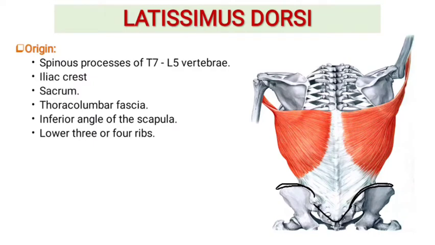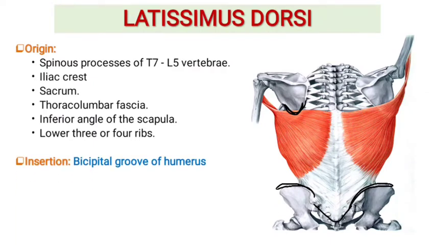What else? You have origins with the inferior angle of the scapula. It's here, as you can see, covered with the muscle already. And lastly, it has origins with the lower 3 or 4 ribs. So all of these are just the origins of your latissimus dorsi. Very broad ang iyang origins. Next, you have its insertion.